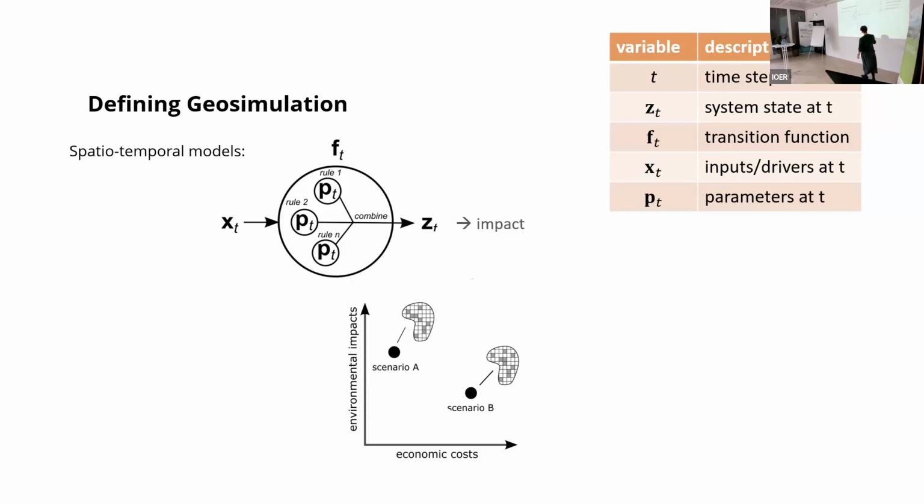You can, for example, do that in such a graph. Here we have two scenarios: a business as usual scenario that has low costs because we do not implement many interventions, but then high environmental impacts. And scenario B that has higher costs because we implement a lot of interventions to try to make the system more sustainable, and because of that, reduced environmental impacts.